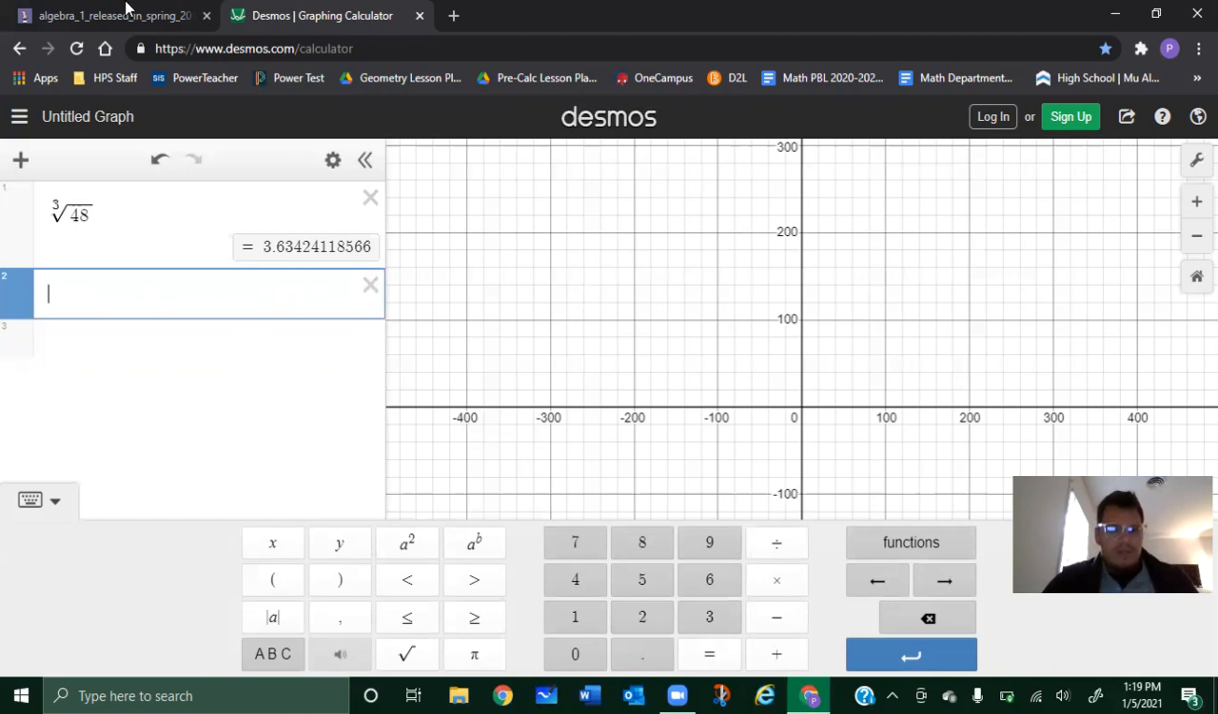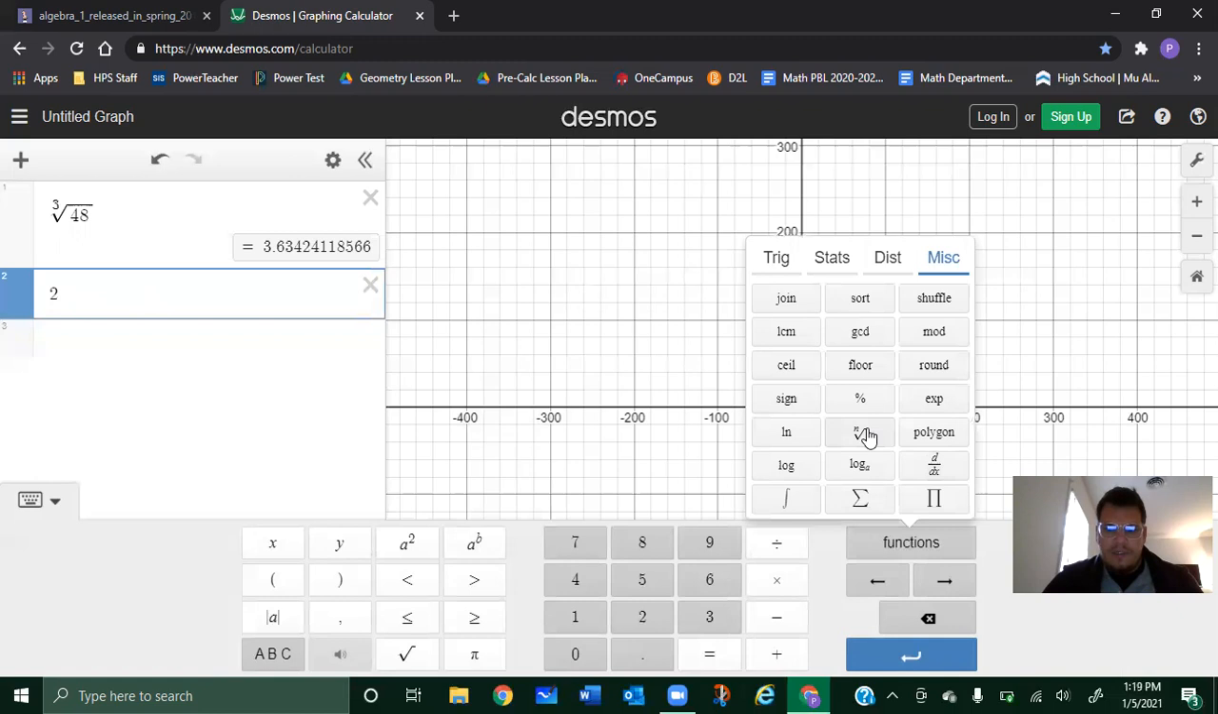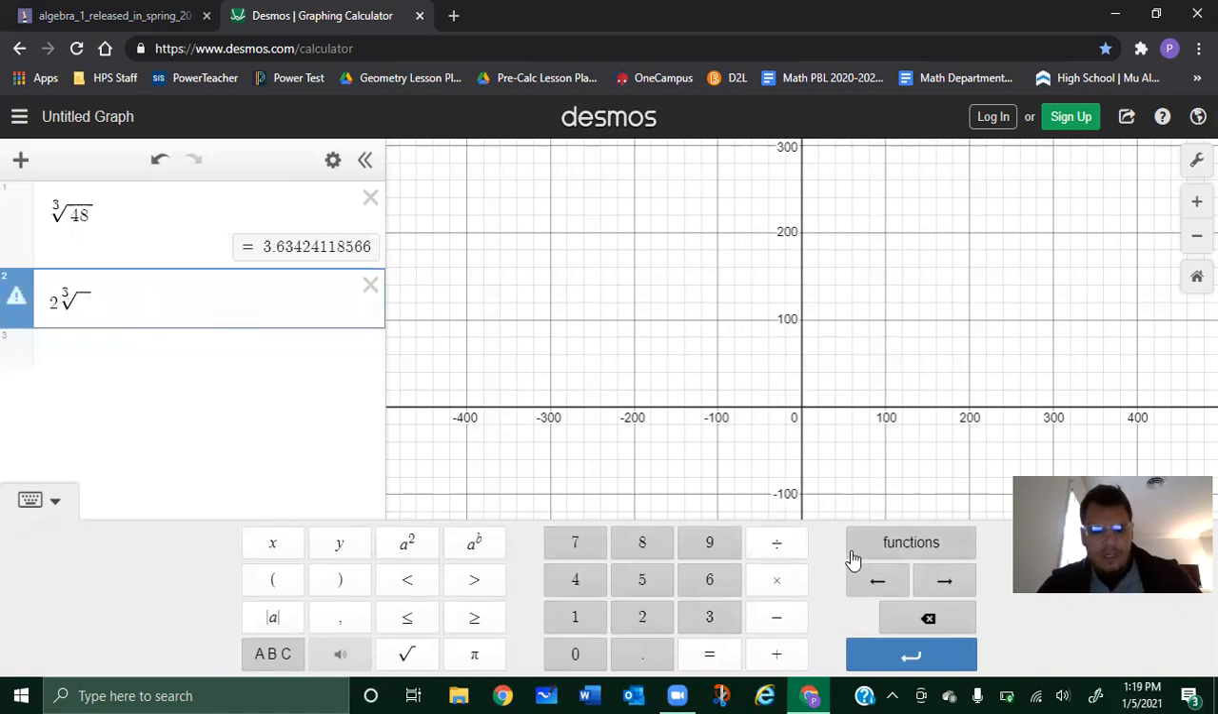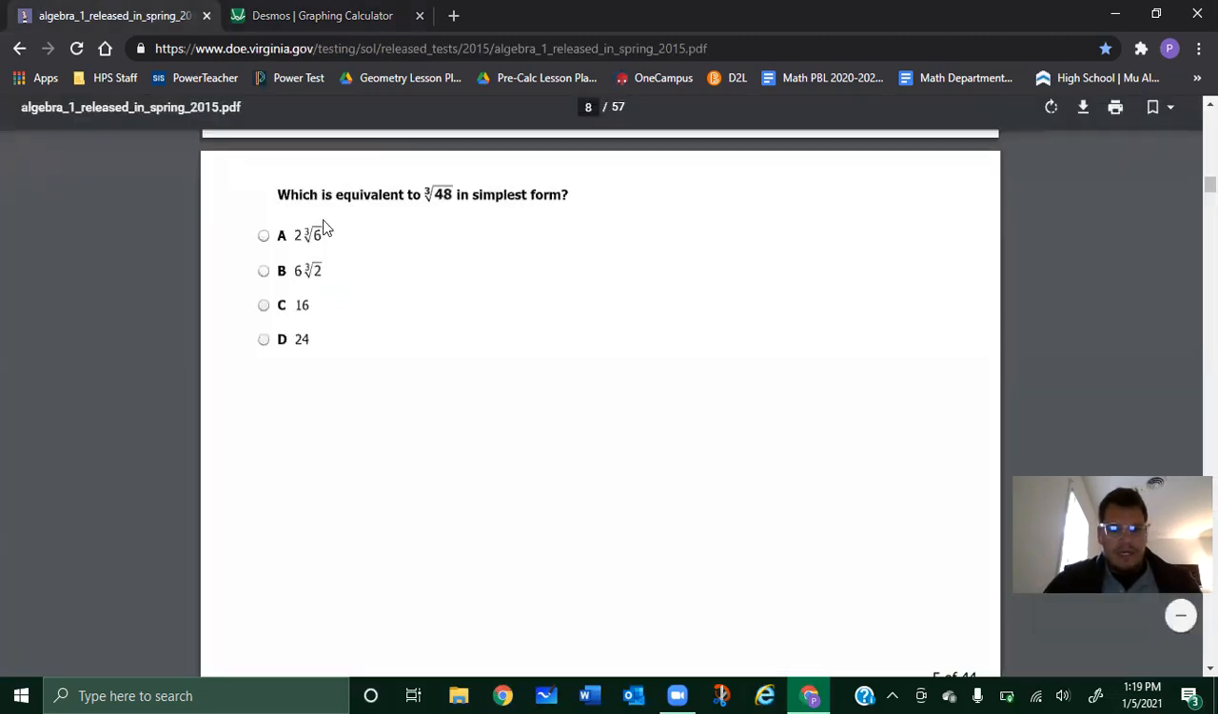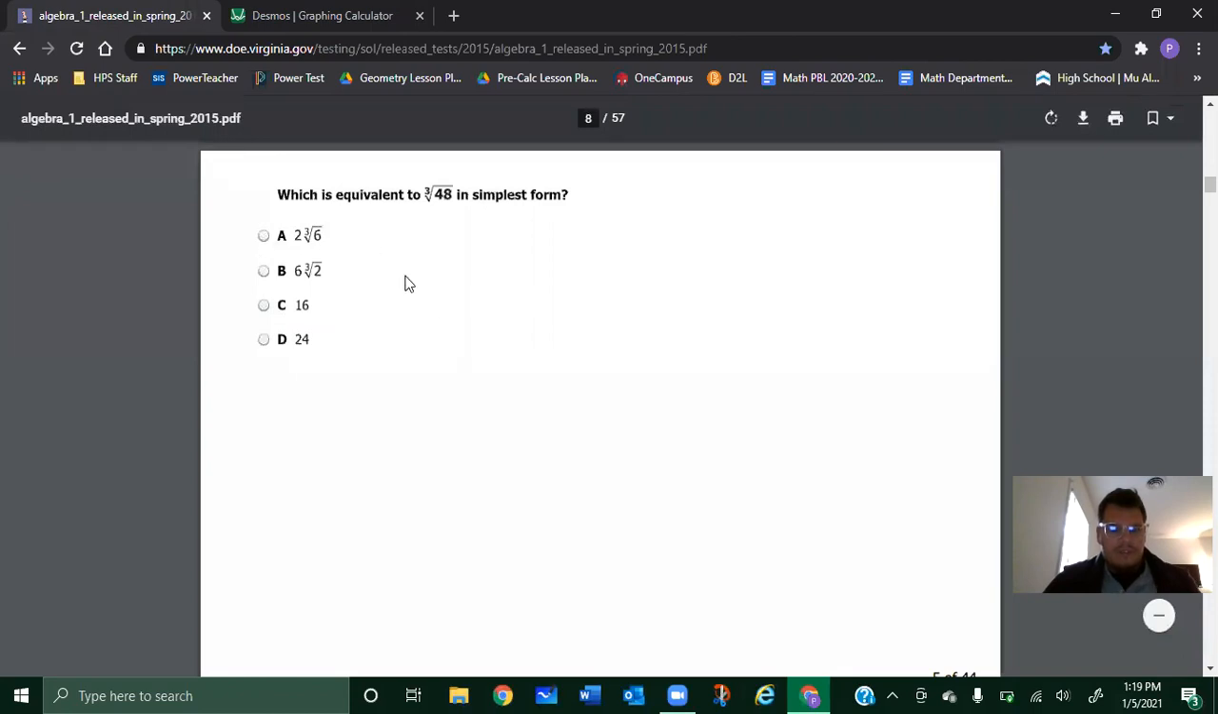So let's type in our answer choices. 2 times the cubed root. And once again, I got to come over here, click that. Cubed root of 6. That's letter choice A. And look at that, letter choice A is a perfect match. 3.6, 3.6, and it has all the same decimals. So letter A would be the perfect answer.